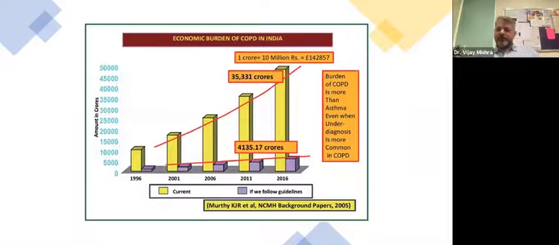So it says that in 2016, the cost of treating COPD patients in India, it's just a rough estimate, was 35,000 crores. But if we had followed the guidelines in the treatment, management, diagnosis and prevention, then the cost would have been only 4,000 crores. So you can imagine the amount of money that we spend if we do not follow guidelines, and the amount of money that is being spent on patients of COPD, right? So that's huge. Today, I would imagine it's up to 50,000 crores.